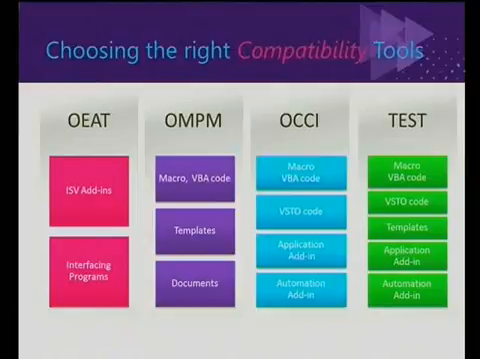So a number of different tools, a lot of different acronyms. Who said Office deployment isn't cool with OEAT, OMPM, OCCI? Really, again, ISV add-ins, programs that interface with Office, whether it's SAP and those sorts of things. That's your tool to analyze that. That's probably one of the first tools that you'll run after getting an inventory of your hardware and your operating system. The Office Migration Planning Manager. This will run across all of your macros, your templates, your documents, and let you know what setting it is.